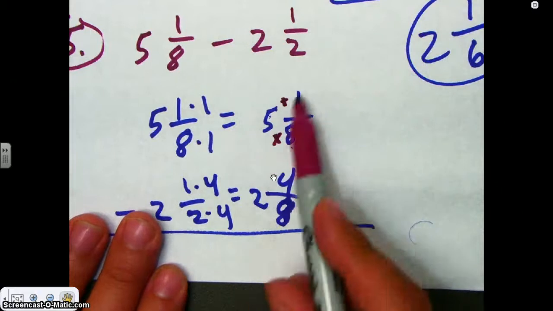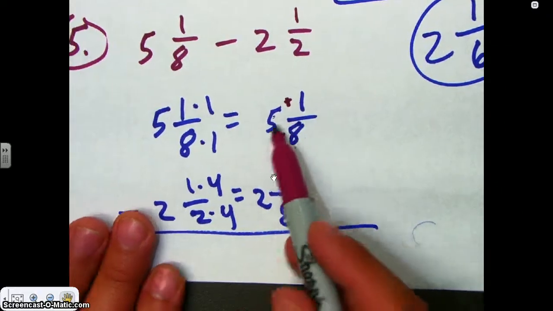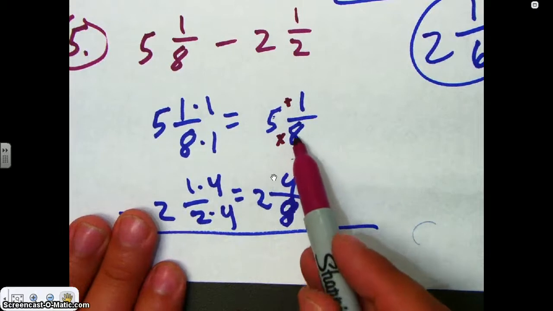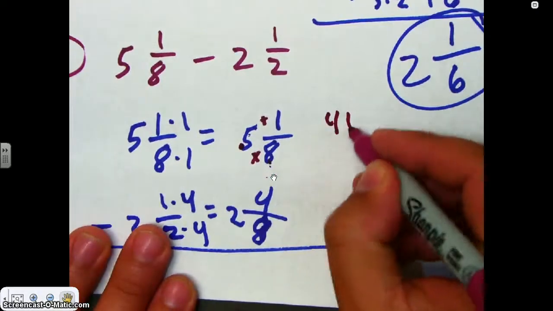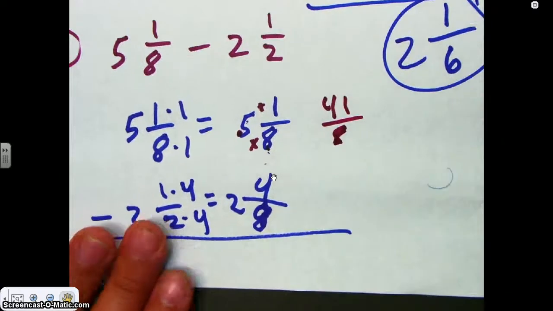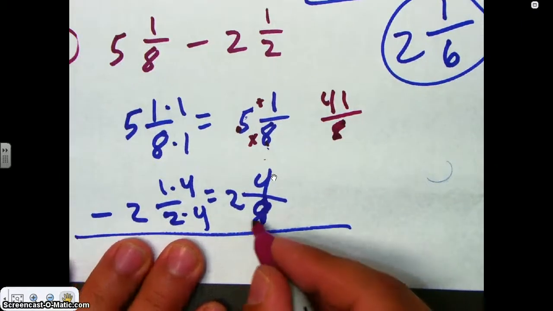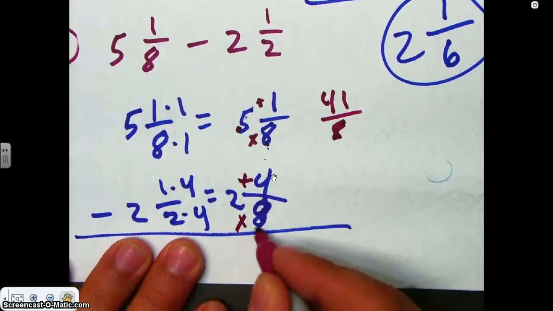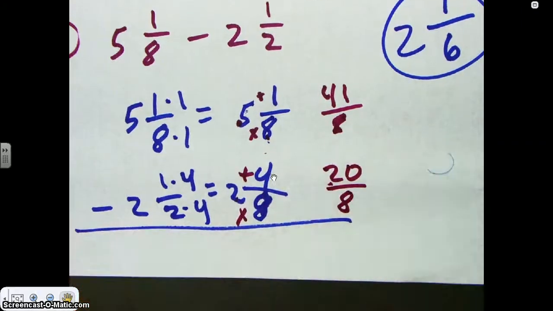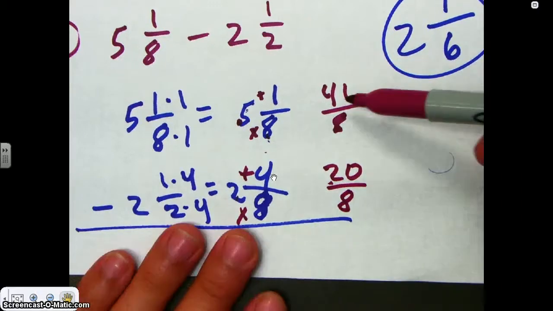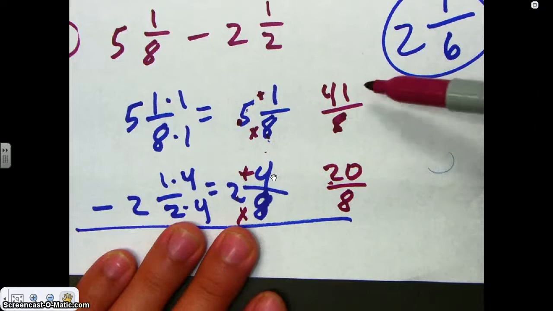You work from here up. That should be review. If you're confused about that, just call it to me and I can help you with that some more too. What we're going to do is say 8 times 5 is 40, plus 1 is 41, and that would be over 8. 41 over 8. And then I'll have to make this one improper as well. Multiply and add. 2 times 8 is 16, plus 4 makes 20, over 8 as well. Now I fixed the problem, because I can do 41 minus 20. I couldn't do 1 minus 4, but I can do 41 minus 20.